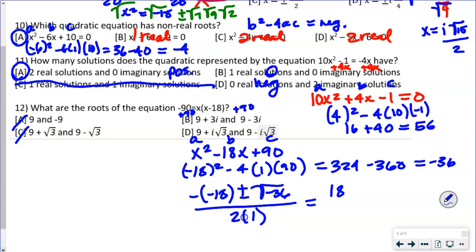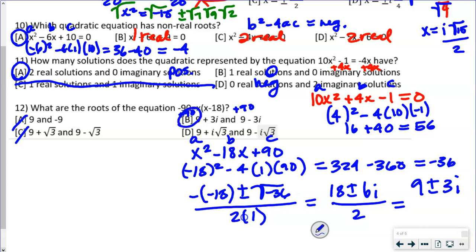So this is going to be 18 plus or minus, this is going to be i square root of 6. No, sorry, that's 6i, isn't it, y'all? Because the square root of negative 36 is 6i. So that's 6i divided by 2. So what does it reduce to be? It's going to be 9 plus or minus 3i, right? And what answer was that? Right there. That was B, y'all. Okay?